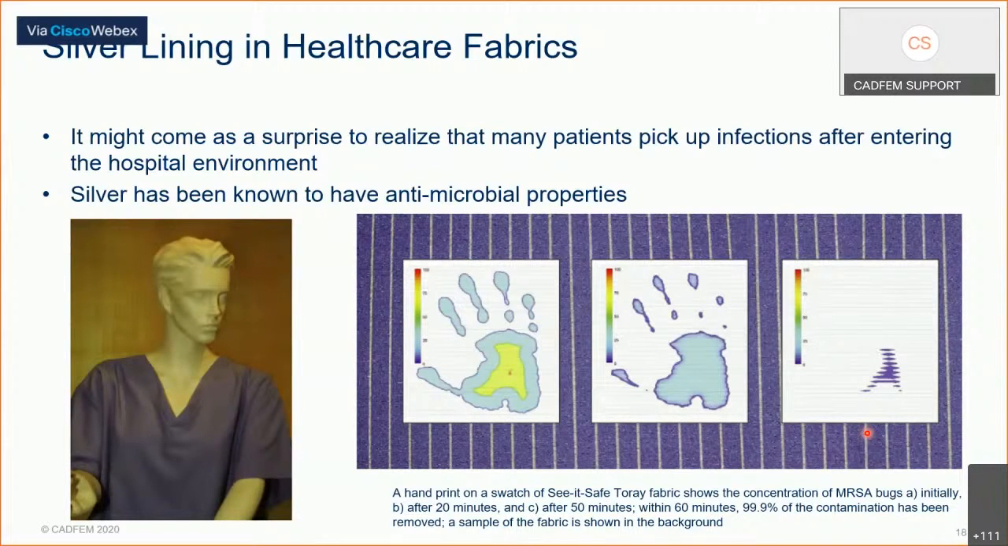We all know that silver has better antimicrobial properties. This experiment was done in Fluent. Here what you can see in the background is the fabric with silver linings. You can see how the microbial concentration is getting reduced with time. After 50 to 60 minutes, it was seen that 99% of the contamination was removed.